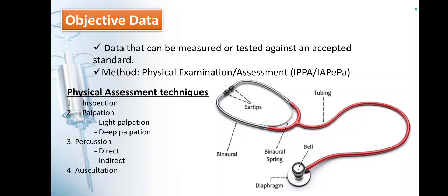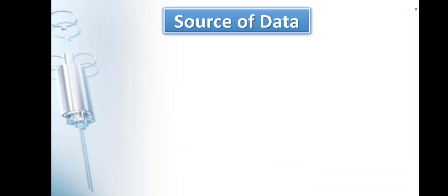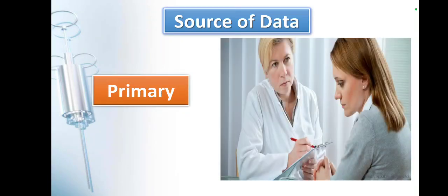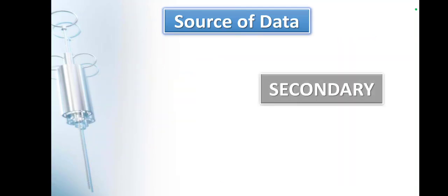So now let's talk about the different sources wherein we can get our data. We have your primary source, which is the patient only. The data that came from the patient is our primary, because the best source of your data is your patient. Unless the client is too ill, young, or confused to communicate clearly, then you can get data from other sources, which is your secondary source.